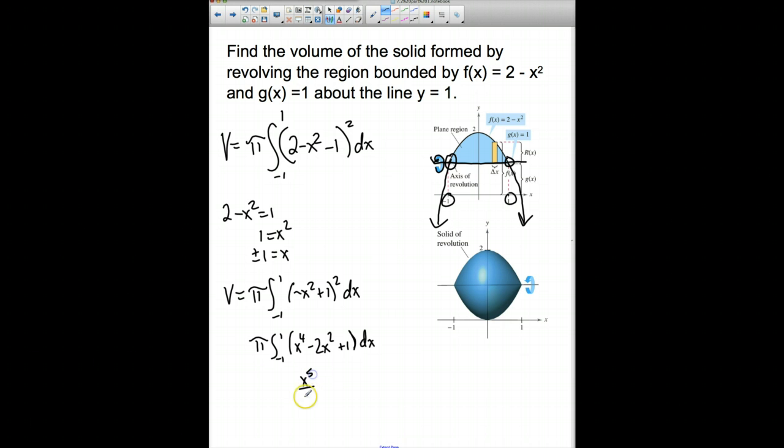Add 1 to the exponent, divide by the new exponent: x to the 5th minus 2x cubed over 3 plus x, from negative 1 to 1, and that's all times pi. And I'll let you guys finish that off. It's going to end up to be 16 pi over 15. So it's top function minus bottom function, all right?